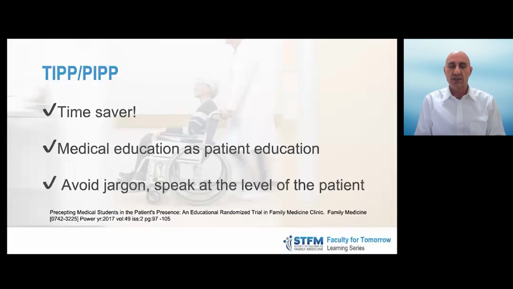A few additional benefits of this model are that it allows direct assessment of specific skills, including the learner's communication style. It also allows you as the content expert to provide simultaneous patient and learner education, which increases your efficiency when providing care. You should be mindful, if using this model, that you need to speak at the level of the patient, avoiding medical jargon or acronyms. The patient should really be the focus of the experience.